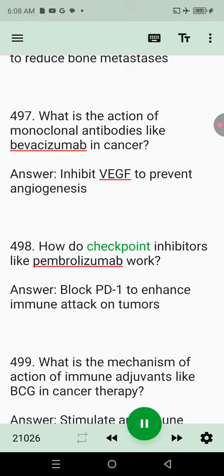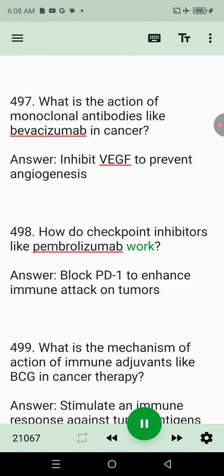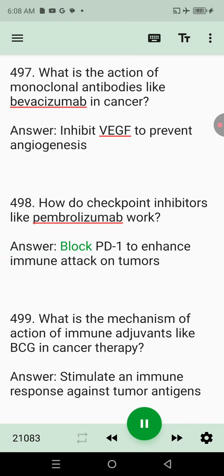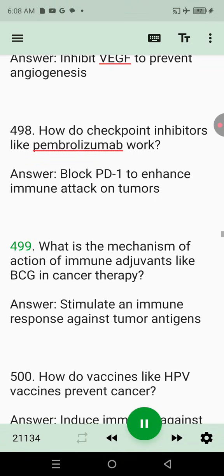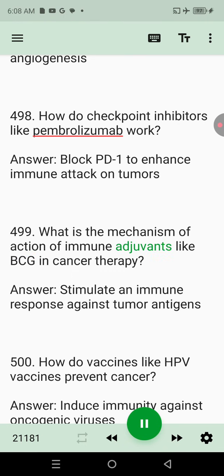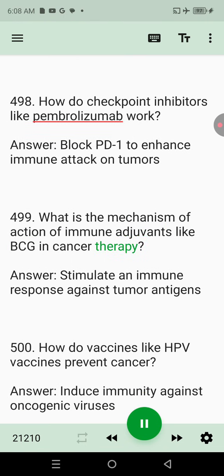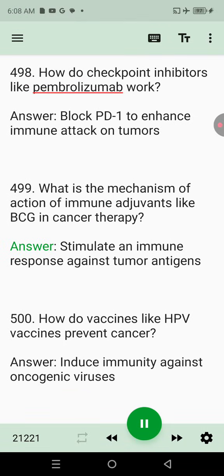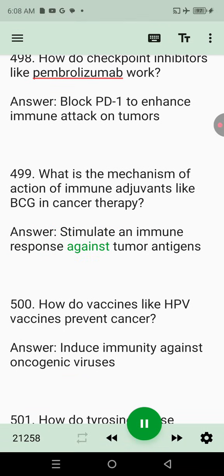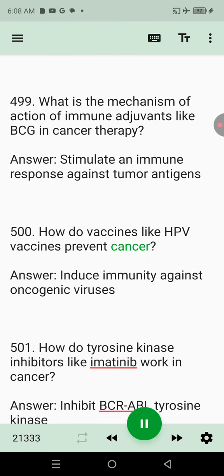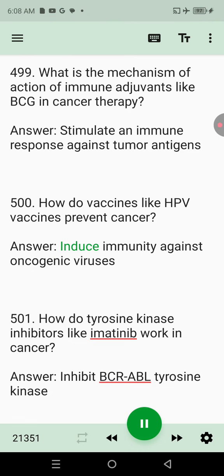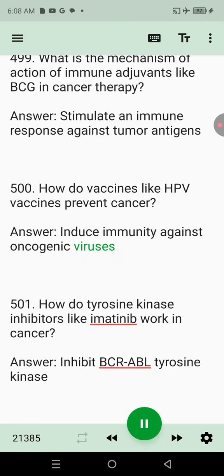498. How do checkpoint inhibitors like pembrolizumab work? Answer. Block PD-1 to enhance immune attack on tumors. 499. What is the mechanism of action of immune adjuvants like BCG in cancer therapy? Answer. Stimulate an immune response against tumor antigens. 500. How do vaccines like HPV vaccines prevent cancer? Answer. Induce immunity against oncogenic viruses.